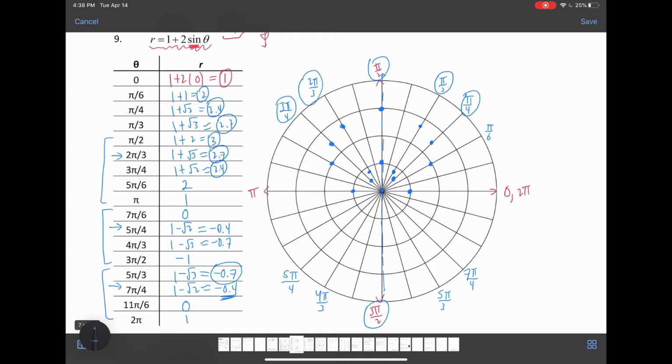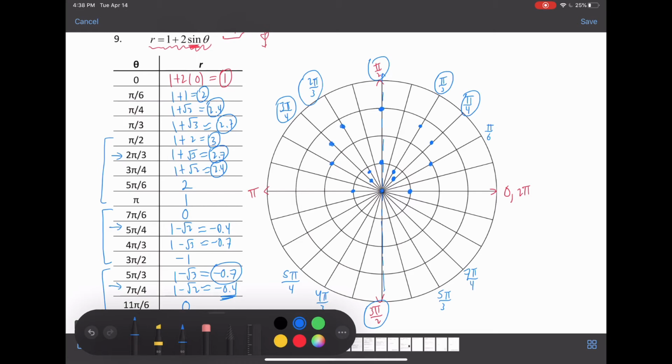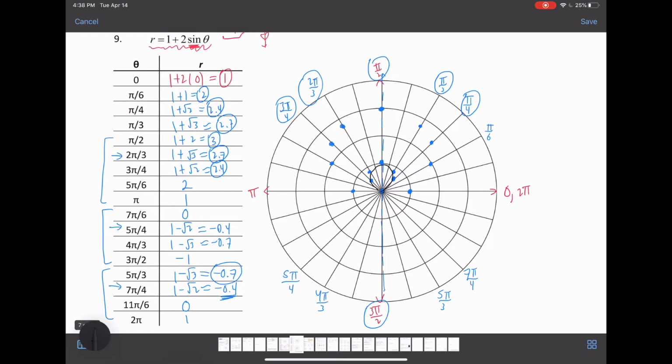I'm hoping it looks like that last cardioid, but it's got an inner loop on the inside. So let's connect the dots. We're going to try to do this in a smooth curve. I'll do the inner loop first. So you have this loop on the inside, and then can you curve it around and give it a loop on the outside? And this is another type of limacon. It's a limacon with an inner loop.